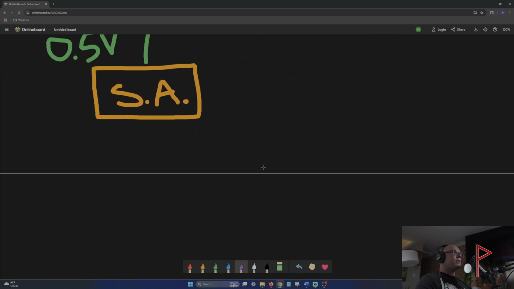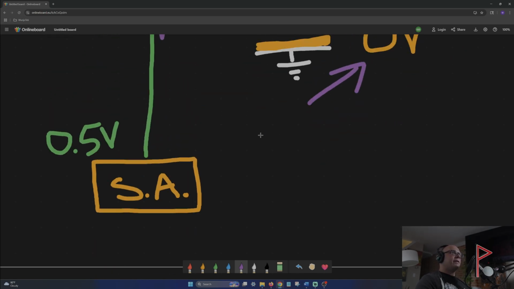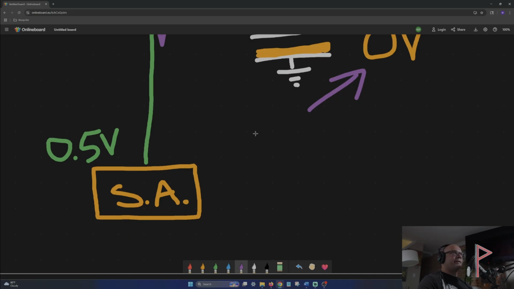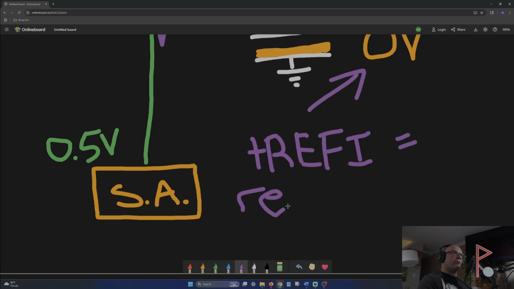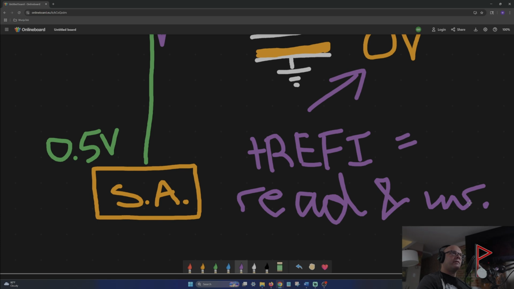Now, tREFI is just a refresh, okay? So what happens with tREFI? tREFI is a refresh, and let's make this clear here so that you understand this in the simplest terms. tREFI equals a read plus a write, okay? Which equals a refresh.